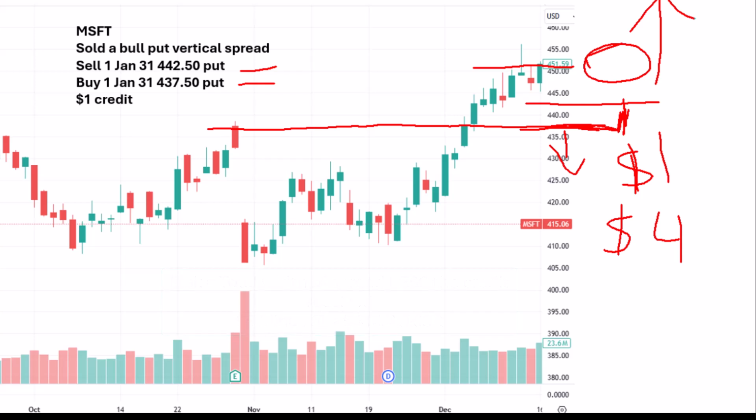Now, what happened was he got assigned. So Microsoft dropped. Of course, the news came out on DeepSeek, which was negative for Microsoft and Nvidia and a few names that have really been the poster children for AI, as we've known it for the last couple of years.